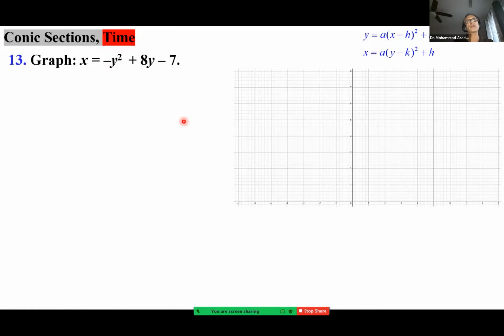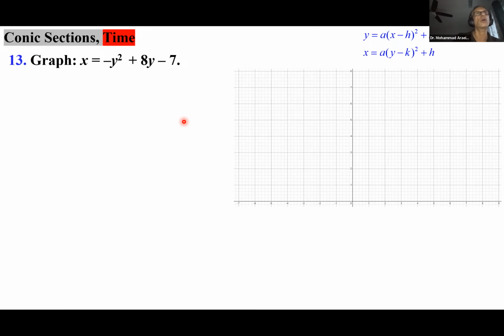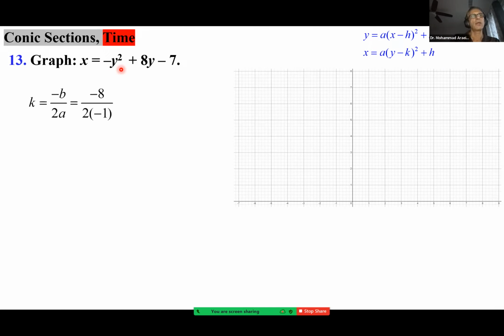If we want to graph this, the first thing is to find the vertex. So this same thing, minus b over 2a, that was the x coordinate before. Now it's the y coordinate. In other words, it was h and now it's k. So minus b over 2a. So minus 8, 2 times negative 1 makes it 4. So that is the y coordinate of your vertex.